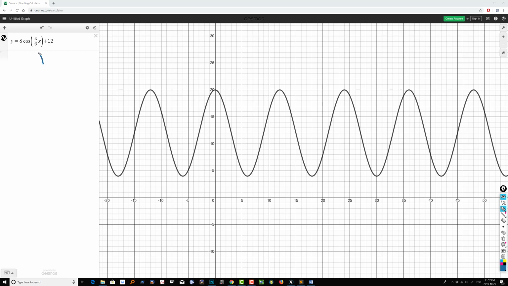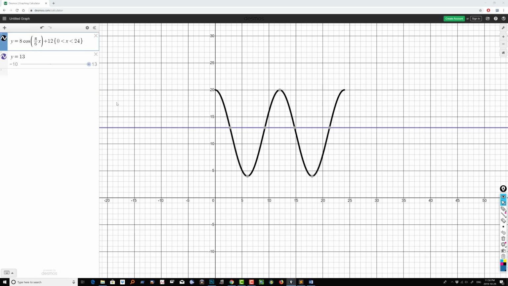What is the period? So recall that the period is equal to 2 pi divided by the b value, which happens to be pi over 6. So the period is 2 pi times 6 over pi. The pi's cancel. So the period of time for this whole cycle to repeat is 12. Okay, so we actually constrained the domain between 0 and 24 because the period is 12. 2 periods would be 24 hours.